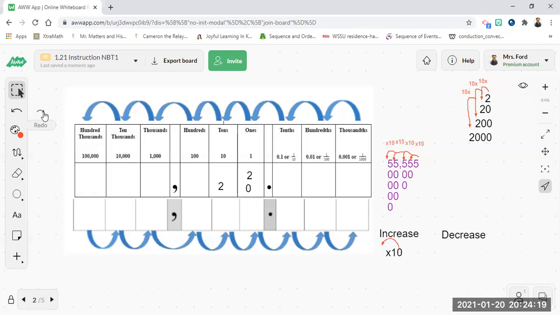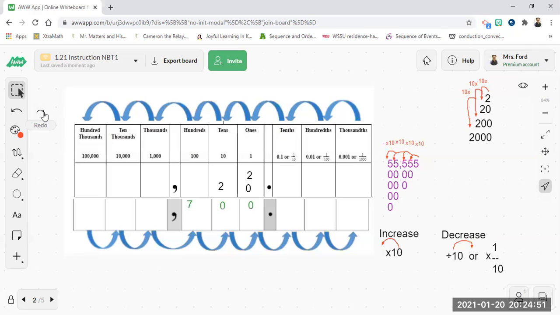But when you are decreasing, you're not going to the left anymore. You're going to the right, where your places and their values decrease. They become smaller. You either divide them by 10 instead of multiplying by 10, or you can multiply by 1/10, a small fraction.